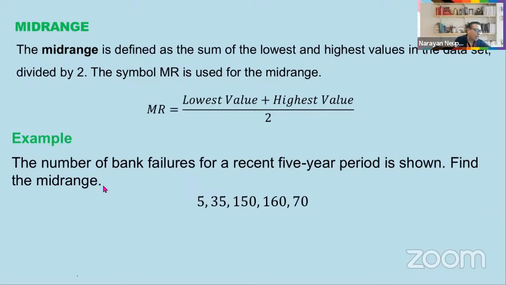For example, in this example the number of bank failures for a recent 5-year period is shown here. We have to find the mid-range. First of all, you write the formula: mid-range is equal to the lowest value plus the highest value divided by 2. What is the lowest value here? 5. What is the highest value? 160. So 165 divided by 2 is how much? 82.5. That is the mid-range, 82.5.